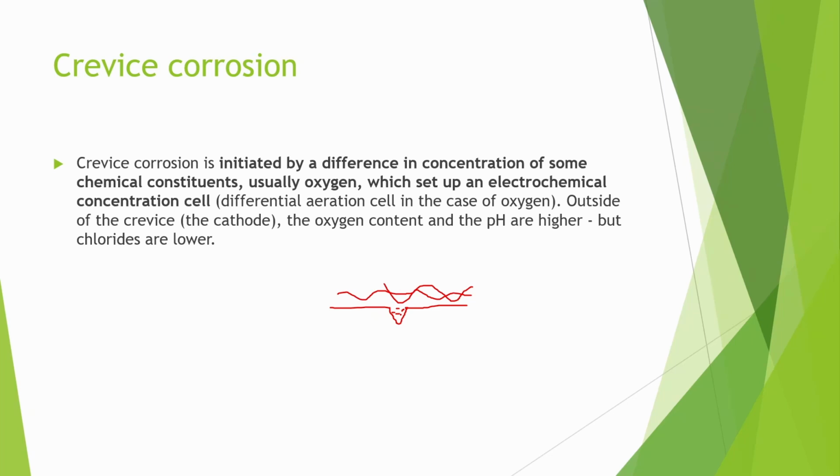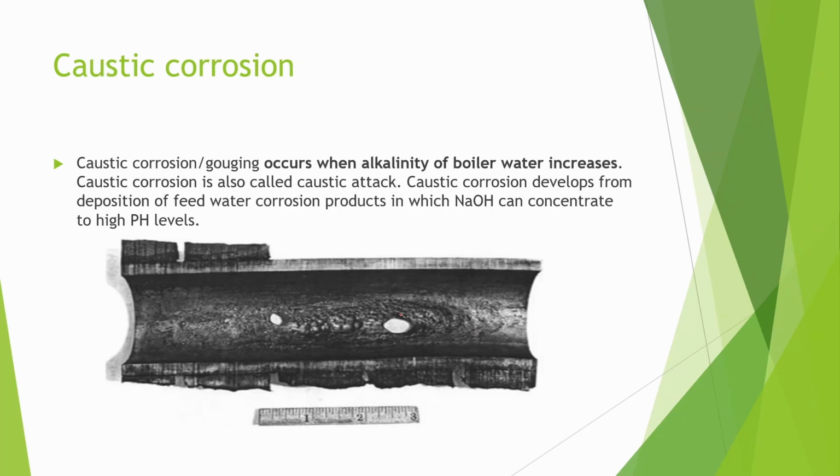So this velocity difference will create a potential difference. The crack will become an anode, due to which it loses electrons and material starts to be removed. This will cause the crack to become bigger. So that is crevice corrosion.